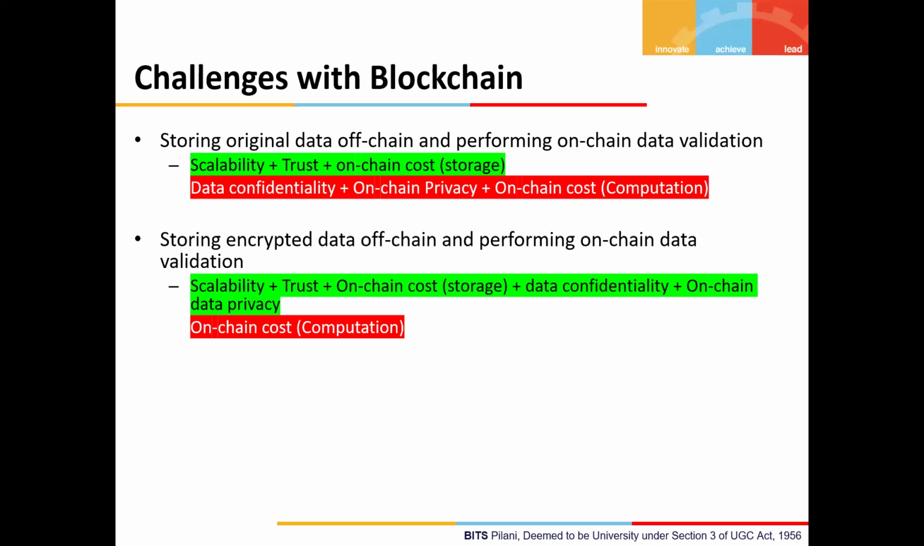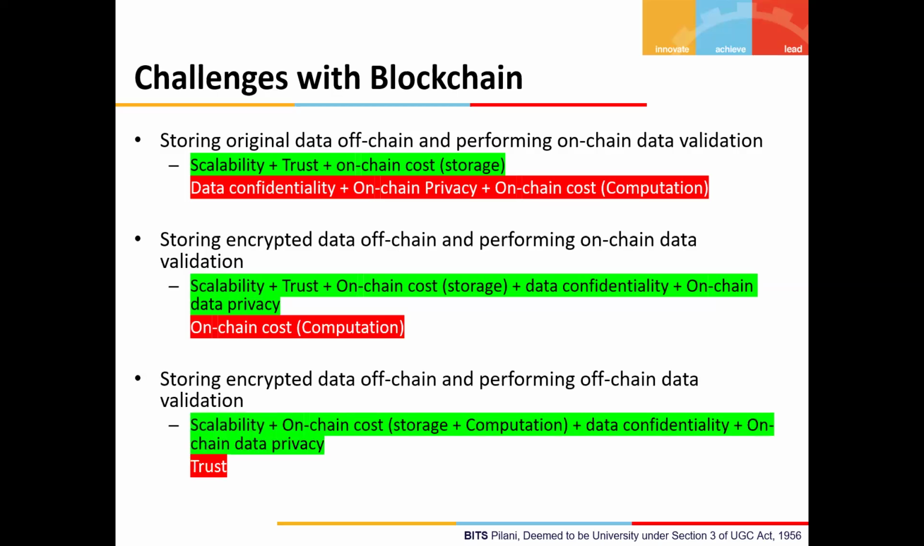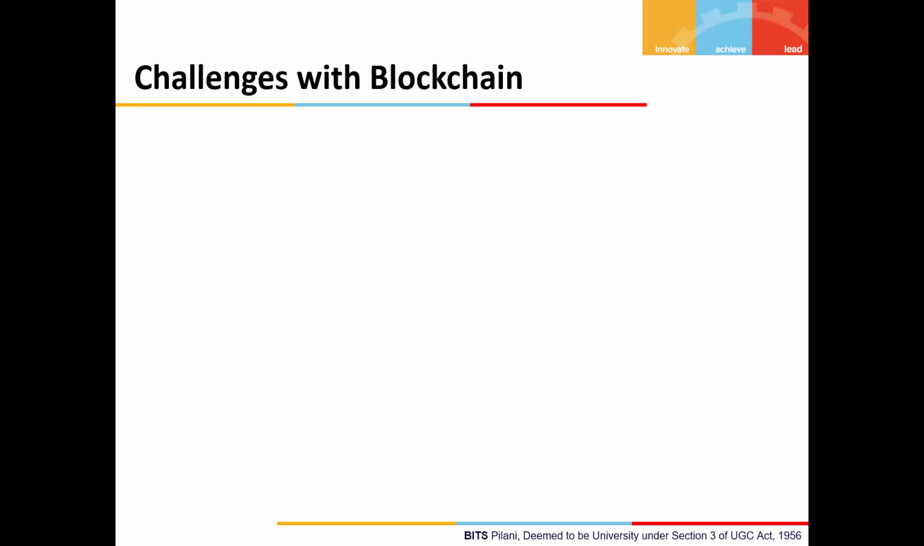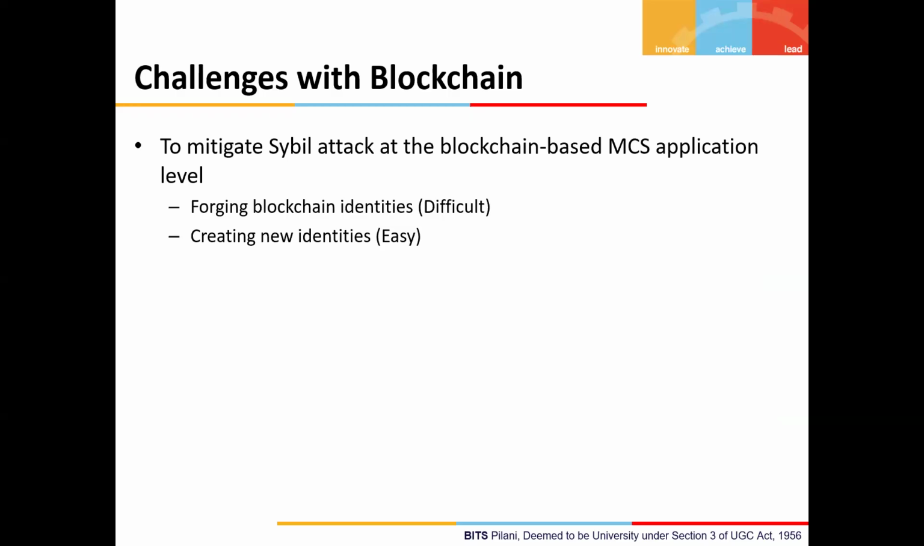Another scenario could be we are storing encrypted data off-chain and performing on-chain data validation. So we can achieve several things, but still on-chain cost is there, right? Another scenario is storing encrypted data off-chain and performing off-chain data validation. So we can solve certain problems, but again, trust will be gone, right? Trust won't be there.